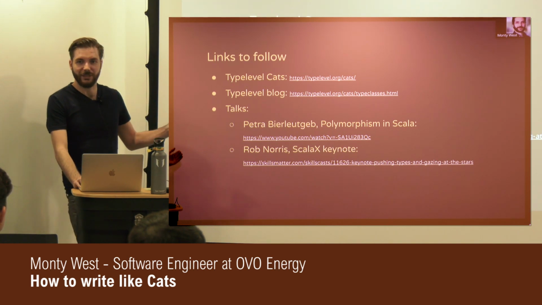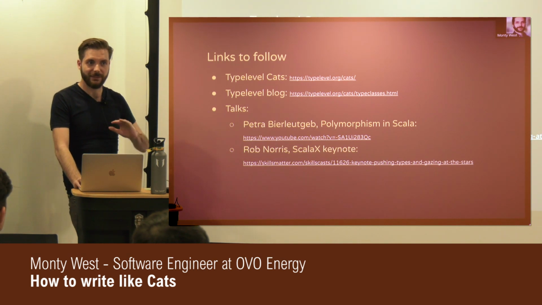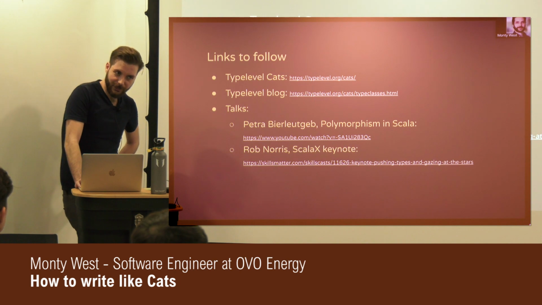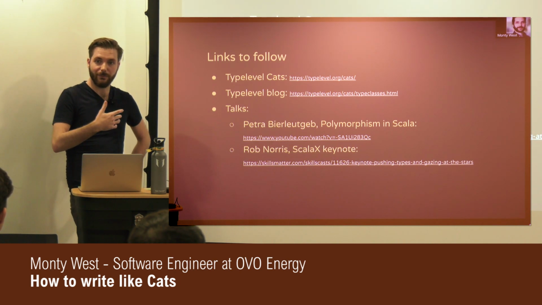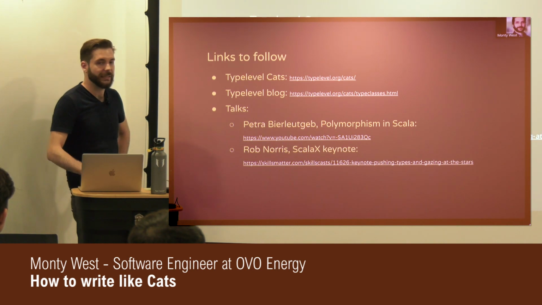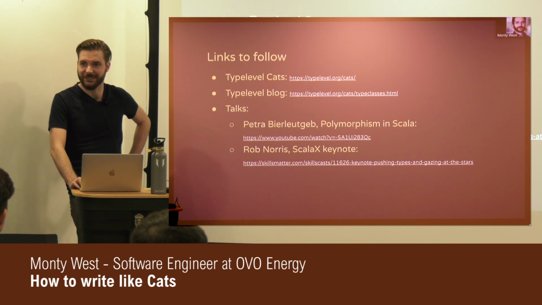And also, mainly because I absolutely love this talk, it does explore further into type classes: Rob Norris's Scala X keynote. Lots of pretty pictures of stars, but also it goes into type class laws, how do you ensure that your sorts are doing what you think they're doing, and so on. And it's just a great talk. I just suggest that to anyone.